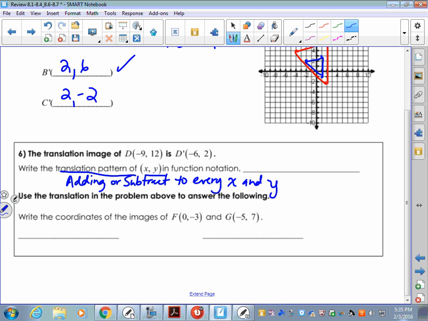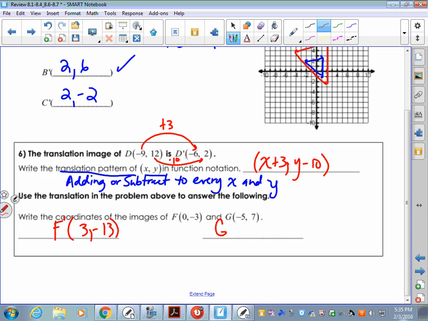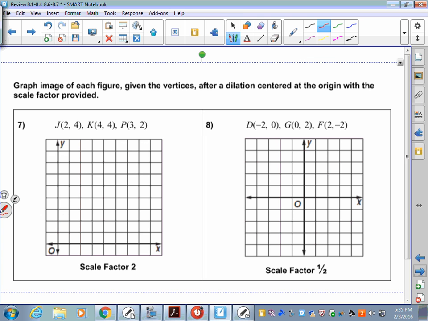To do that, I have to determine the pattern between the points. I look at -9, it changed to -6. They added 3 to make that happen. I look at 12, it changed to 2. They subtracted 10 to make that happen. So our rule would be x plus 3 and y minus 10. I think most of you already had that. If you needed to check, your F prime point was 3, -13, and G prime is -2, -3.